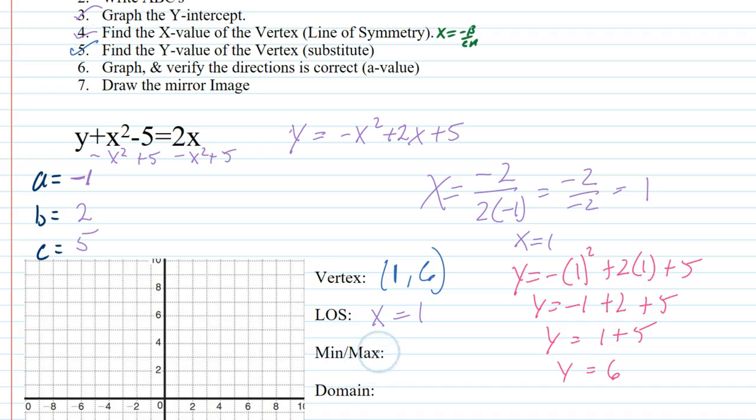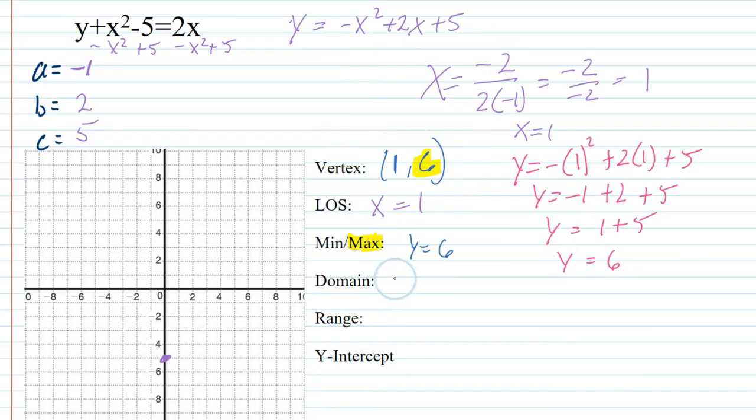Our minimum or maximum value, remember, the minimum or maximum value is always going to be the y value. And for this graph, because I have a negative a, that's going to be a maximum. My domain is going to be the same as always, all real numbers. My y value we already found at 5.